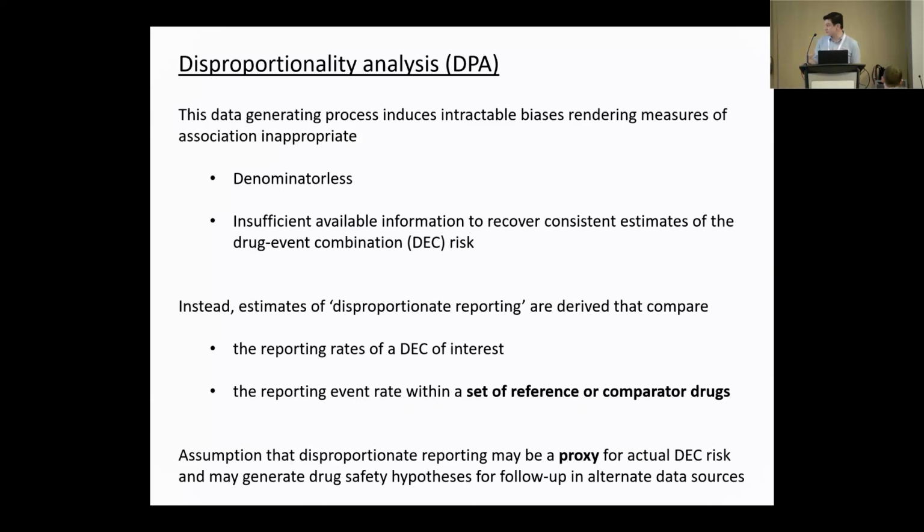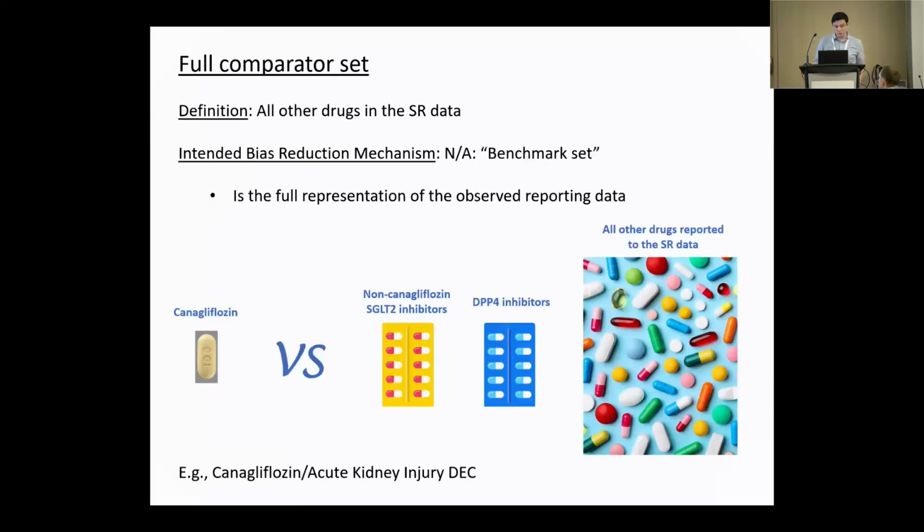So the crux of this talk is about how we select these comparator drugs and what impact they may have on bias. And so to introduce this, I'm only going to demonstrate this with 3 different reference sets. There's many more in the literature, but this is just for demonstrative purposes.